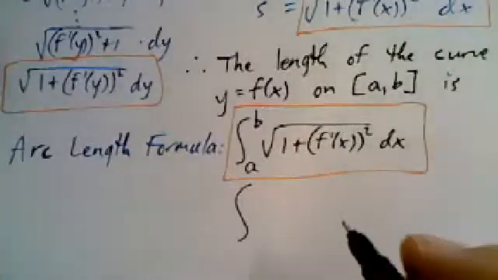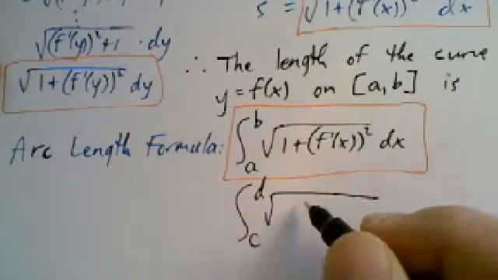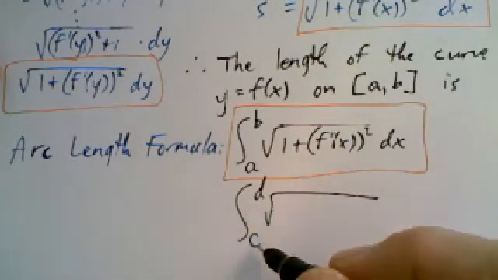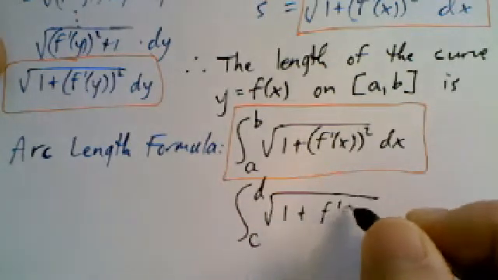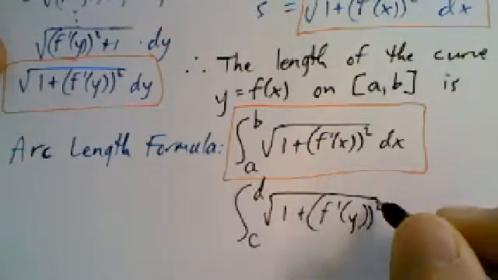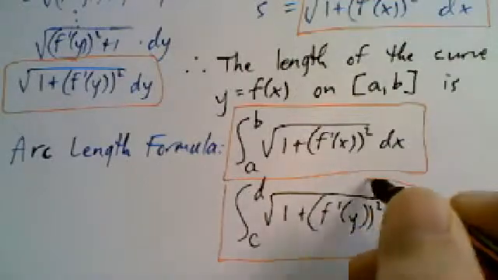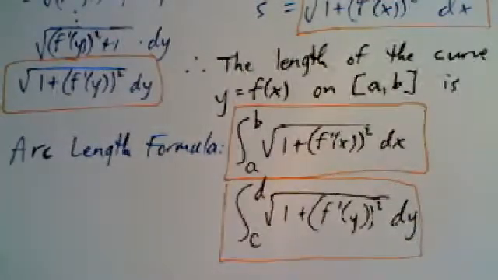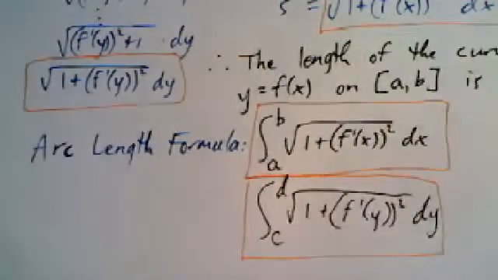Over here, a to b in the x direction, and we're consistent with this, guys. c to d in the y direction. So that would be another thing to remember. You're integrating from c to d, and that would be the square root of 1 plus f prime of y squared dy. Okay, so these are the two arc length formulas, depending on in which direction you're planning on finding the length of the curve, or how the function is defined: x as a function of y, or y as a function of x.